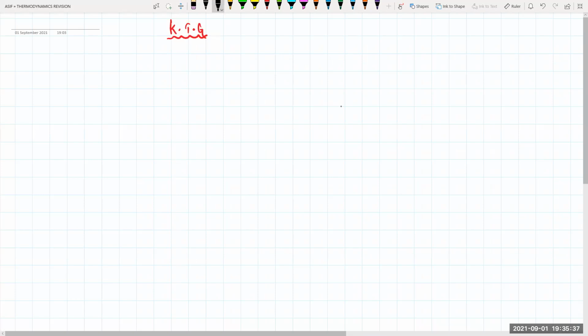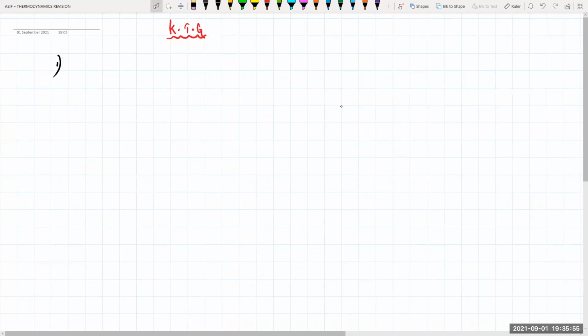There is no interaction energy among the molecules, so the total kinetic energy plus potential energy is conserved. Collision time is negligible, and the effect of gravity on the molecules is also neglected. Real gases obey the ideal gas law, that is PV equals nRT, at high temperature as well as low pressure. This is the point to be noted.